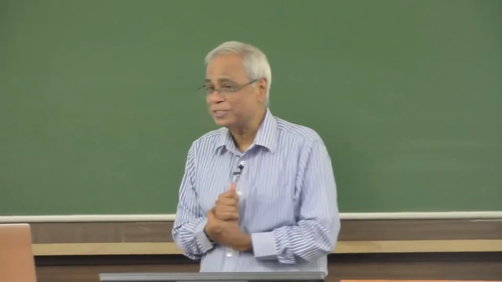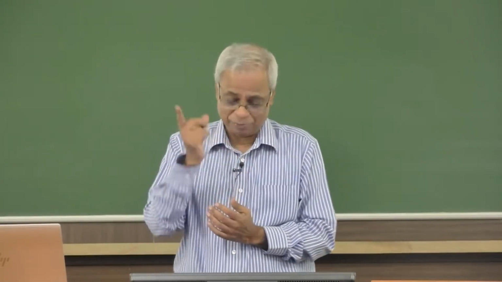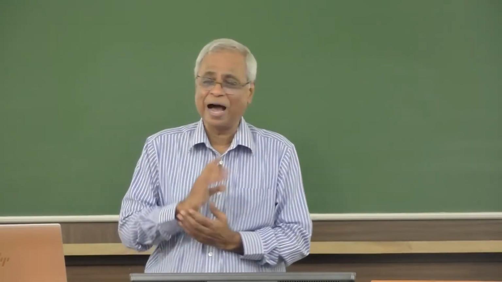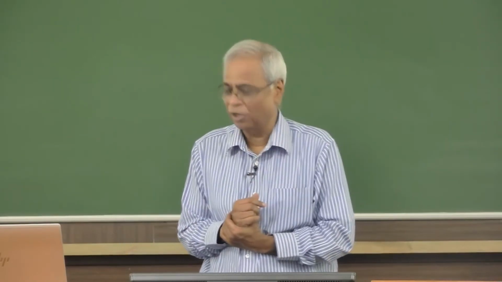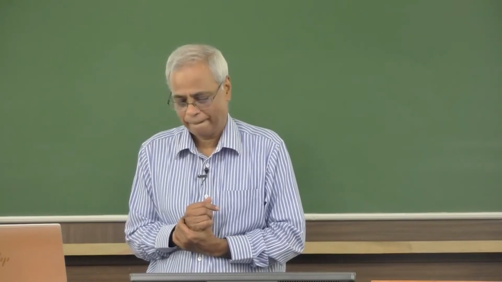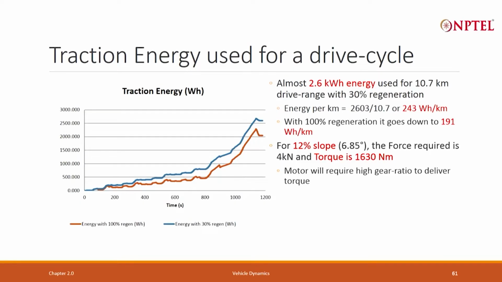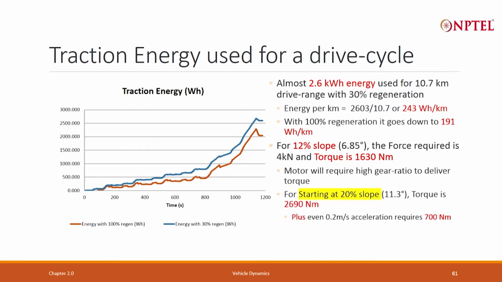Very difficult to design such kind of motors with gears, we will bring the gear later on, it will require a high gear ratio for 1630 Newton meter, otherwise the electric motor will not be able to give you that. But I had also added the starting torque, 20% slope, that is 11.3 degree slope. Remember, I had told you how to convert the percentage slope into degree. The torque required is 2700 Newton meter. Wow!